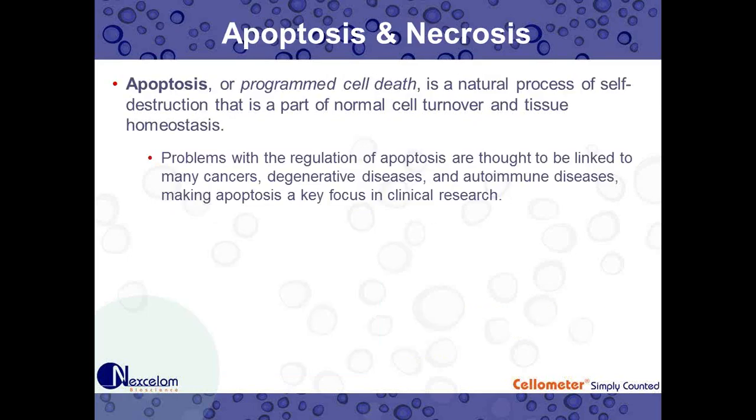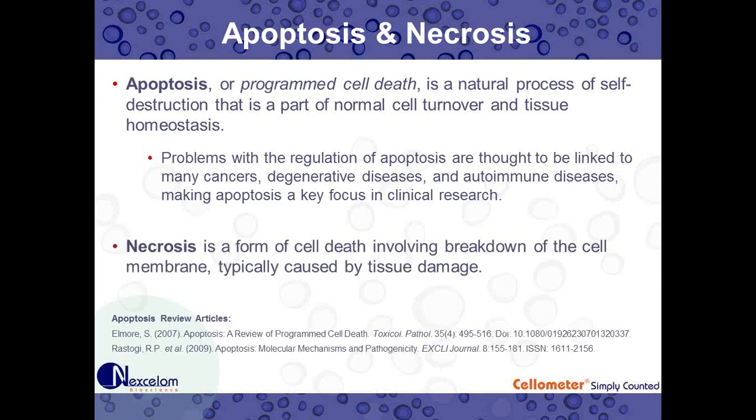Apoptosis, or programmed cell death, is a natural process of self-destruction. It's a normal part of cell turnover and tissue homeostasis. Problems with this are linked to cancers, degenerative disease, autoimmune disease. It's a huge focus in clinical research. And necrosis is a form of cell death involving breakdown of cell membrane, more often caused by tissue damage.